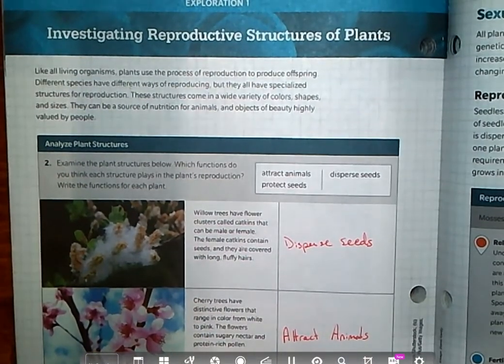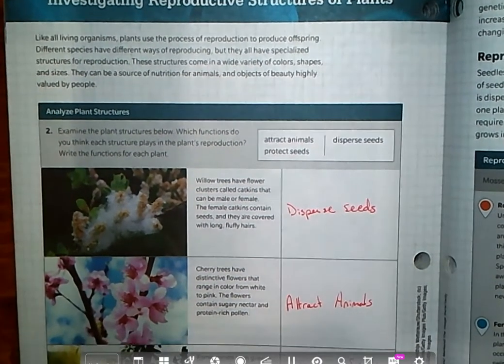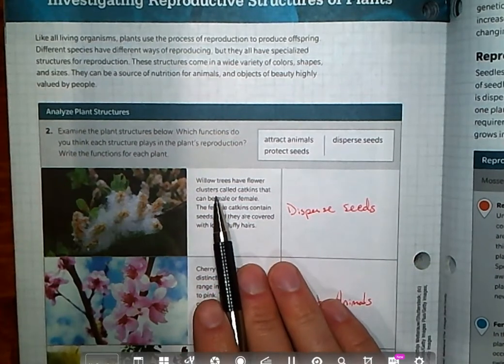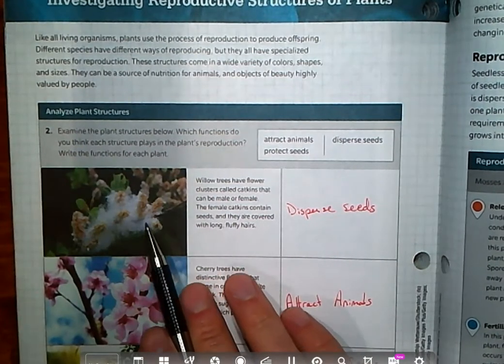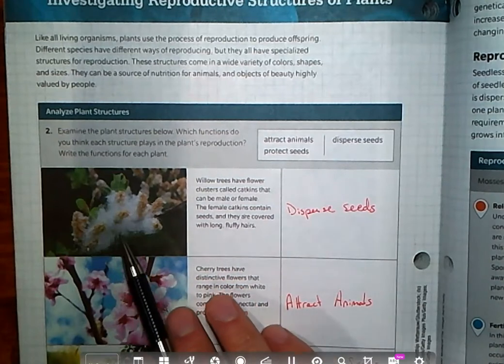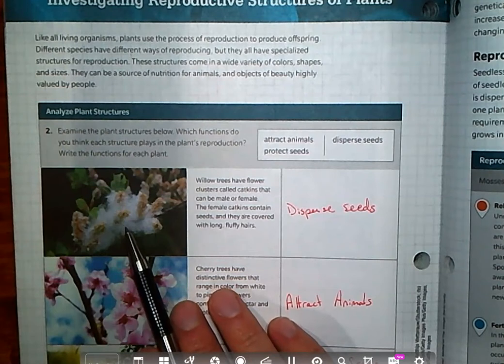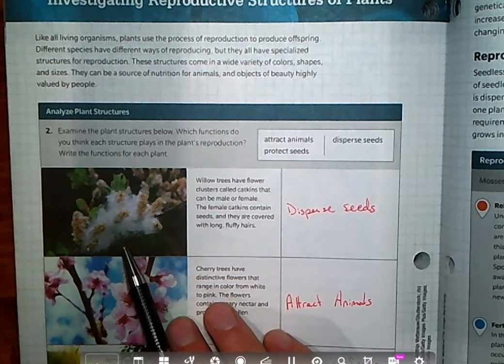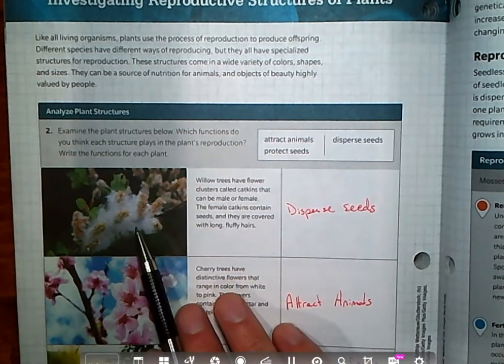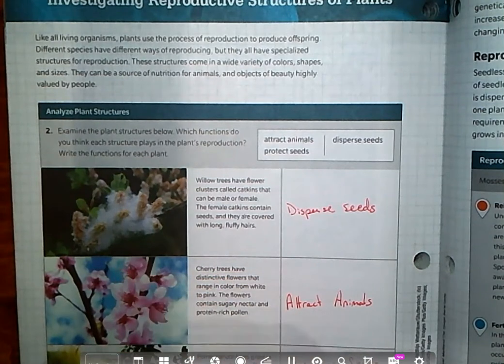Like all living organisms, plants use the processes of reproduction to produce offspring, and they have very unique structures that help in that reproduction. Some of those unique structures are on willow trees. They have flowers in clusters, and they have a cottony thread, kind of like the cottonwood trees we have around here. These catch the wind and disperse their seeds. Each little cotton ball looking thing is attached to a seed, and it catches the wind and carries that seed along.